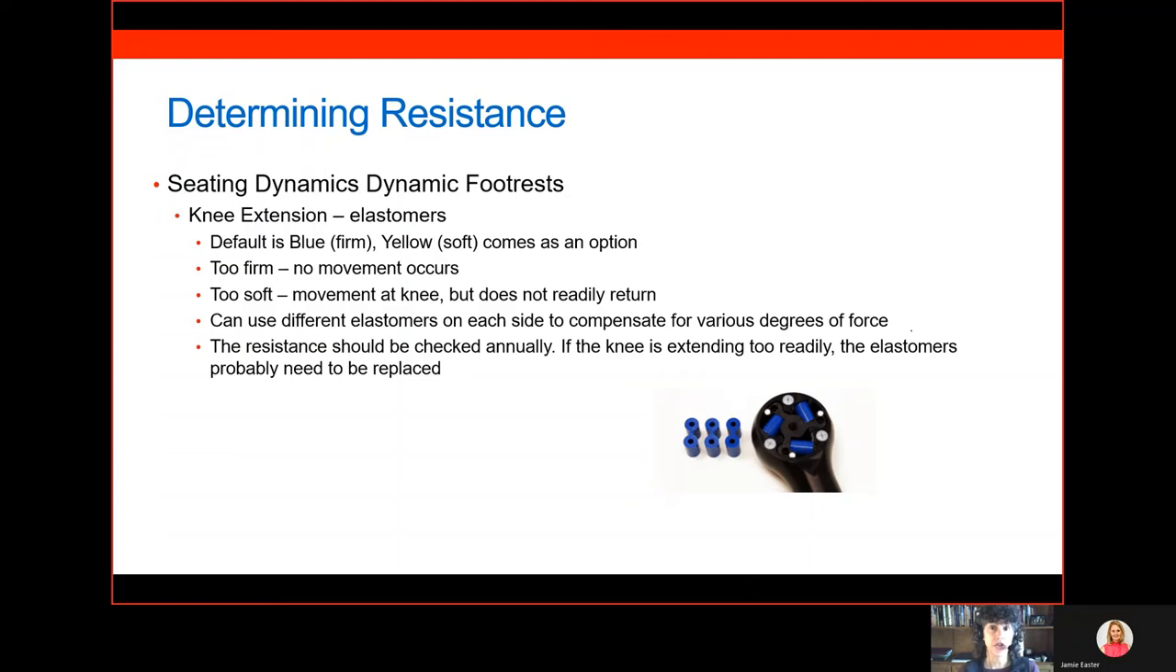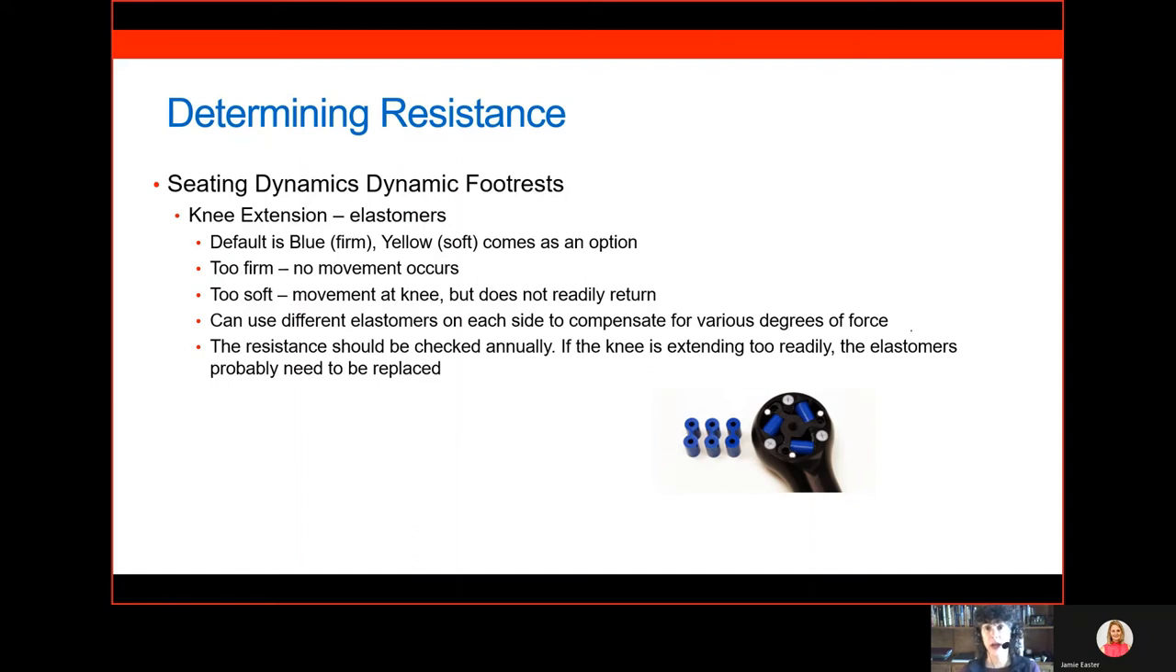The knee extension is addressed with elastomers, and you can see those pictured here. The default is blue, which is firm. There's only one other option, and that is a softer option as needed. If this is too firm, we'll see that there's no movement into knee extension, and you can swap these out with the yellow elastomers. If the yellow elastomers are too soft, you might see movement again into knee extension, but not that the client is able to readily return to a neutral starting point.